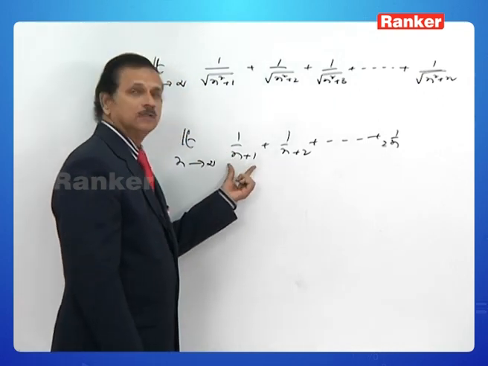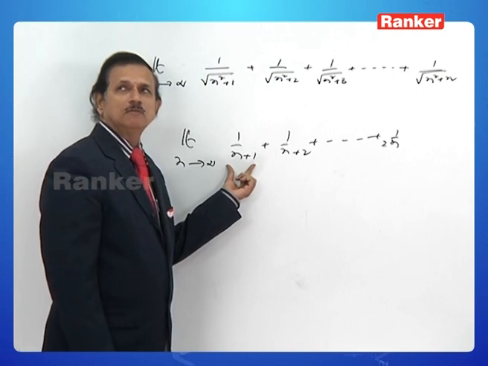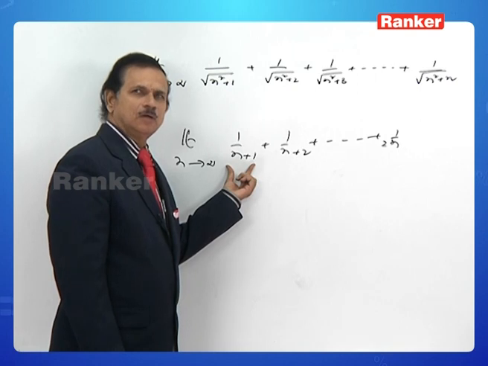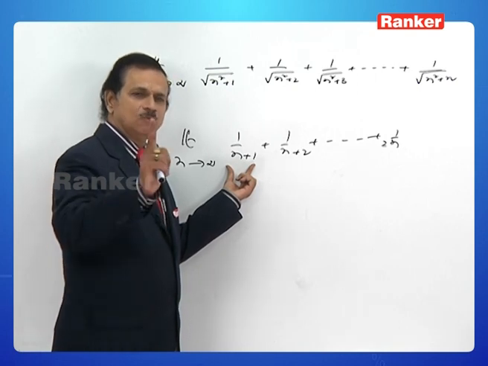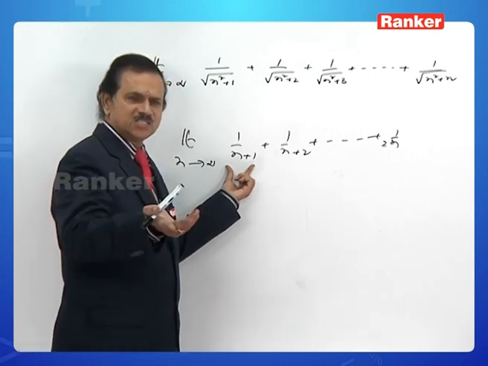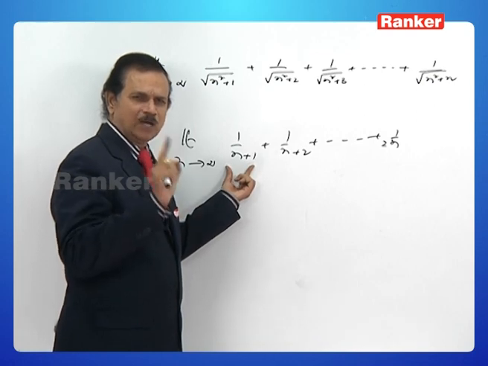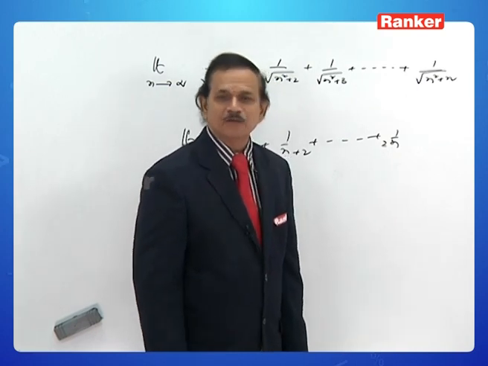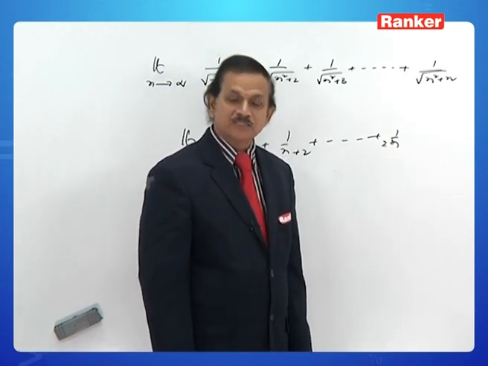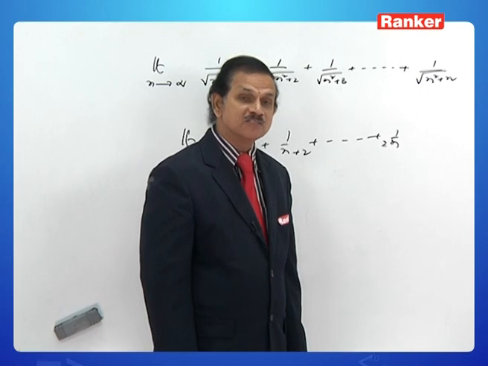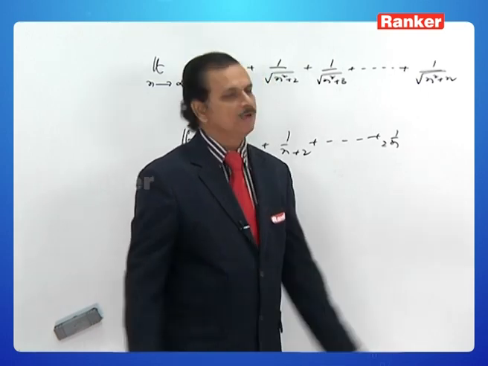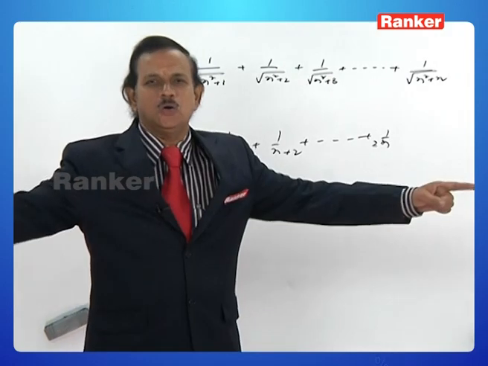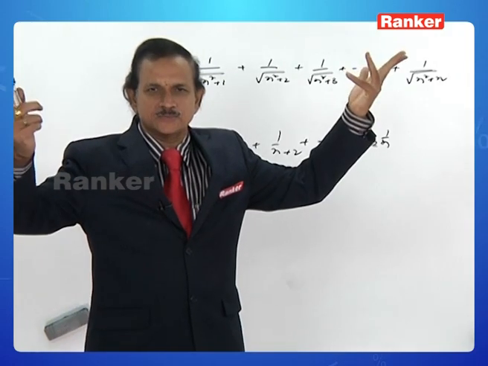Gather the first term, 1 by n plus 1. Put n in the numerator extra. It becomes n by n plus 1. What is the limit of n by n plus 1? It is 1. You can easily trace the answer. Come to the last term: n by 2n is half. The first term gives 1, and the last term with n gives the answer half. Are they the same? Not the same. Can you use the sandwich theorem here? No, we cannot use it.